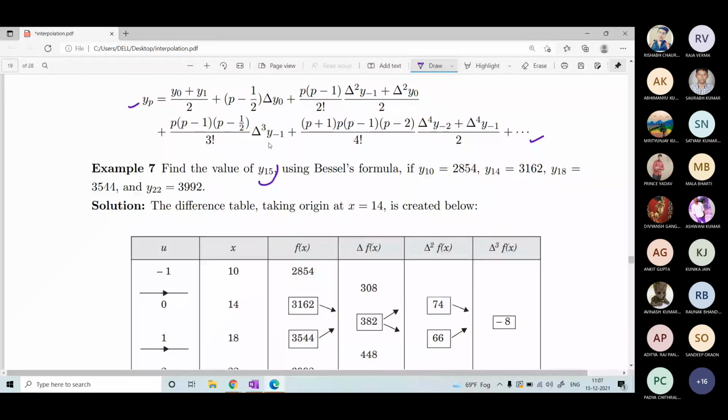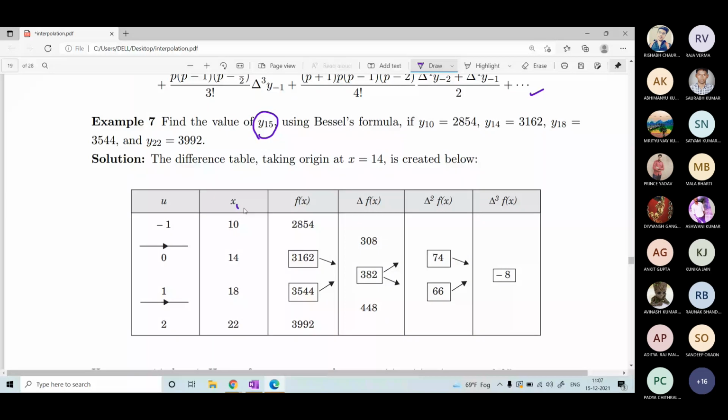You have to do it by Bessel's formula. First thing first, you have to create the forward difference table. Data points are taken 10, 14, 18, 22, and the output values are these. Now you have to complete the forward difference table. It will take some time. Next, you will have to determine which element you want to choose as center. You have to find y at x equals 15. 15 lies between 14 and 18, is it not?